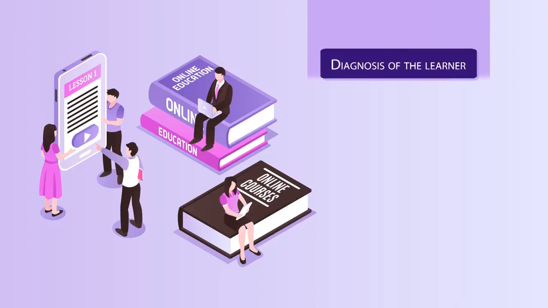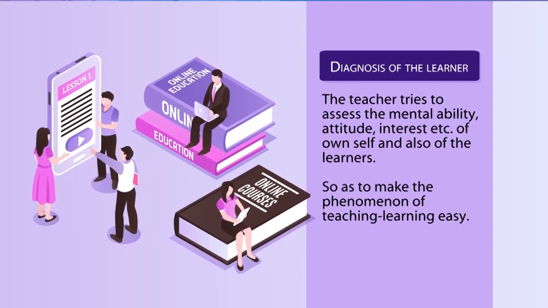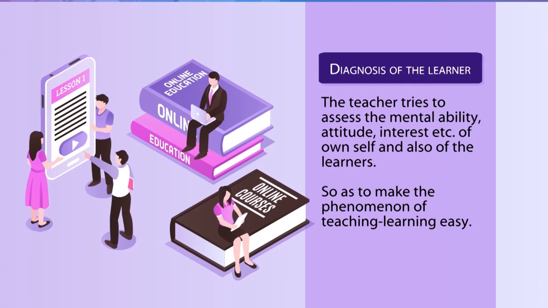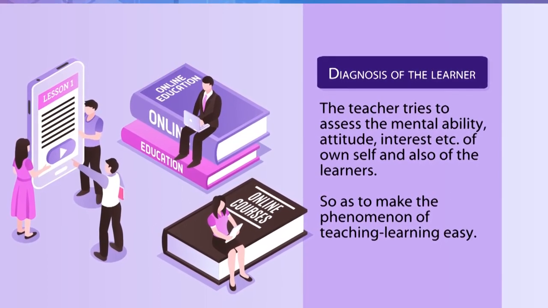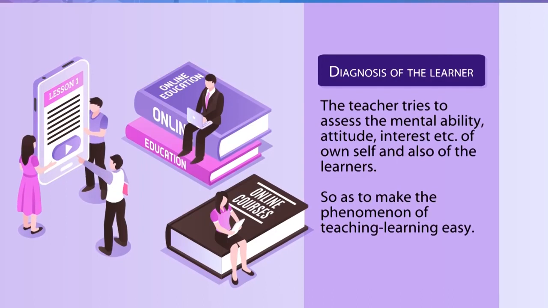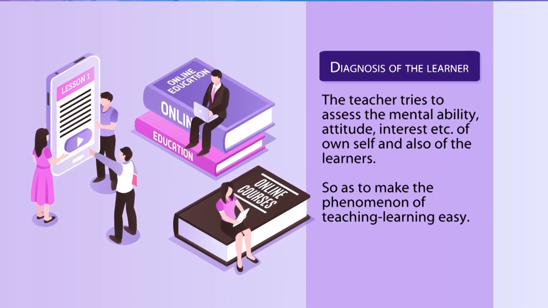The second operation in the interactive phase is diagnosis of the learner. This stage is very important before giving some teaching-learning exposure to the students. Before we give exposure with reference to the content, we need to know where our learner stands. So he tries to assess the mental ability, attitude and interest of the learners, so as to make teaching and learning easy. The learners also try to estimate the teacher and themselves. This is where he tries to know the entry status of the learner with respect to the content which he has to deal with.